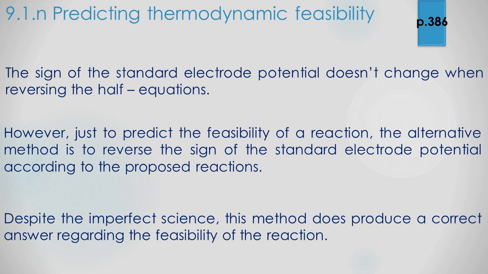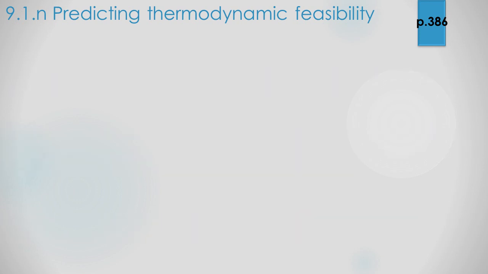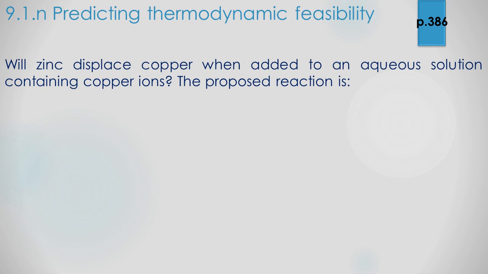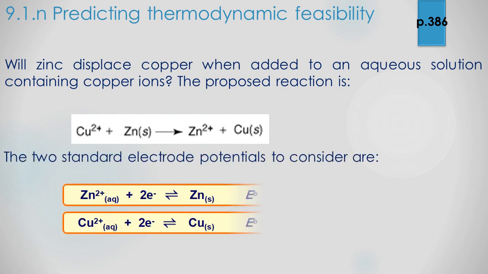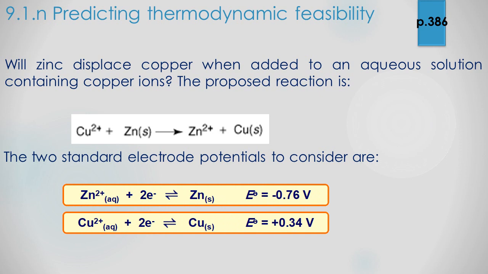Despite the imperfect science, this method does produce a correct answer regarding the feasibility of the reaction. Because, as we said, just by predicting to which direction the equilibrium will shift, there are some limitations. So this one will give us more idea about the feasibility of the reaction. So we have a proposed reaction between zinc and copper: Cu2+ plus Zn forming Zn2+ and Cu. The two standard electrode potentials are given below. Zn2+ plus 2 electrons forming Zn, the E0 is negative 0.76. Cu2+ plus 2 electrons forming Cu.